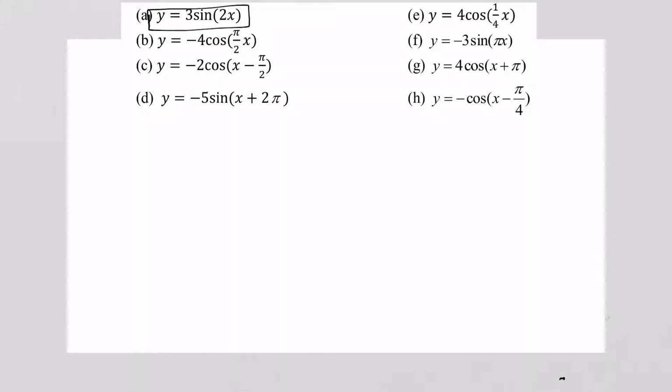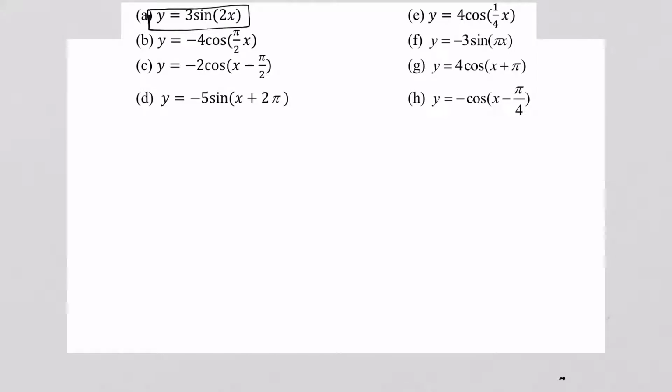Hey everybody, I'm going to do some graphing problems now. Let's go ahead and start with A. The very first thing I do when I am working on one of these graphing problems is I try to figure out what the period is.